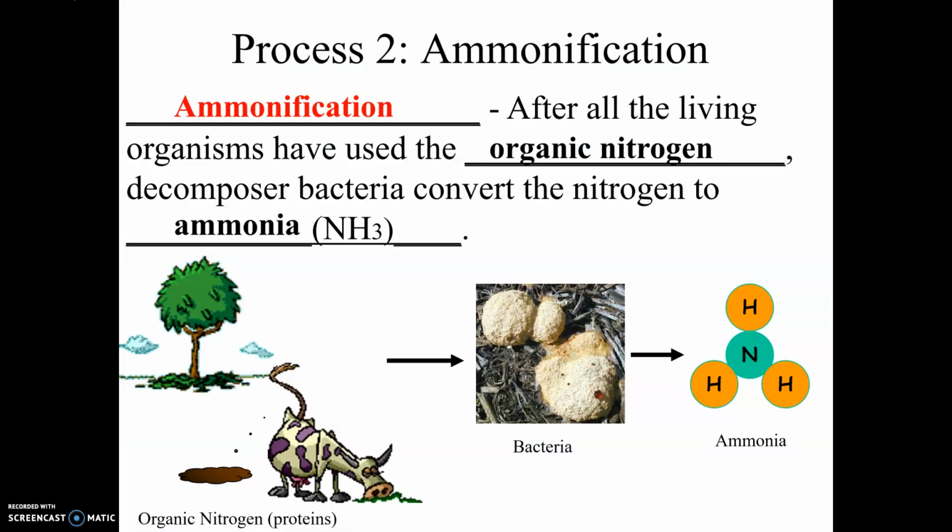The second process in the nitrogen cycle is called ammonification. After all the living organisms have used up the organic nitrogen that's found in plants, decomposer bacteria convert that nitrogen to ammonia. So when you have plants that die, or animals that die, or animals that have produced waste, like poop, you will have bacteria that grows in that area and converts that nitrogen back into ammonia and puts it in the soil so that other plants are able to use it.